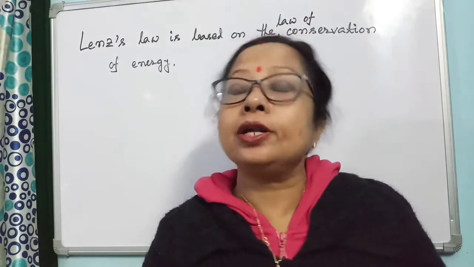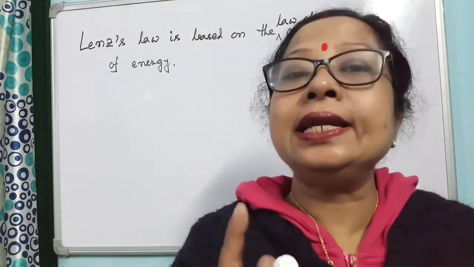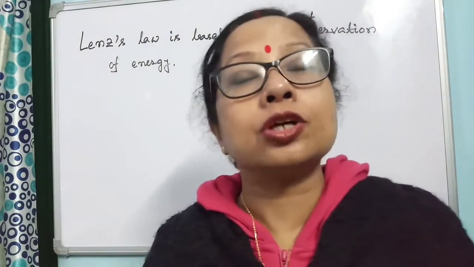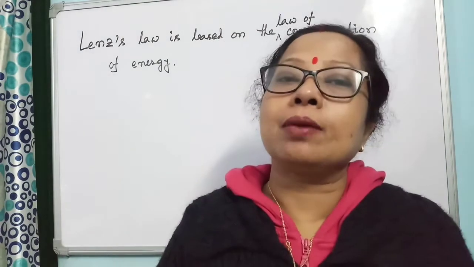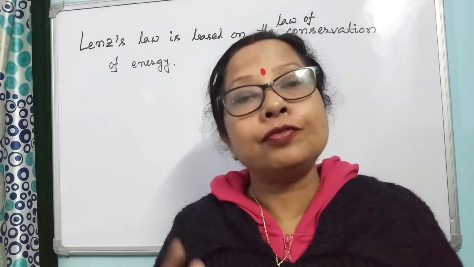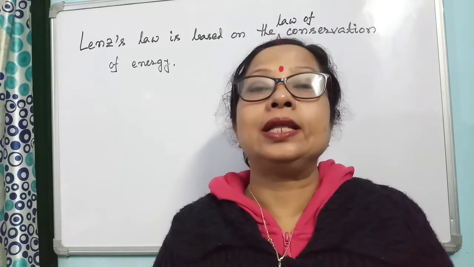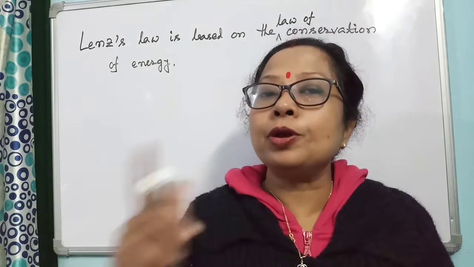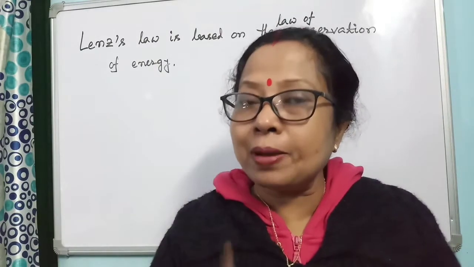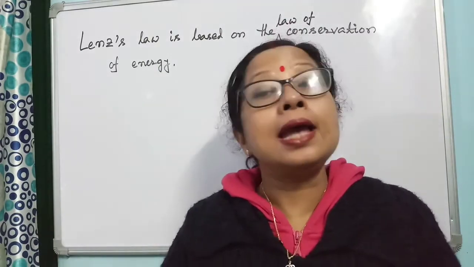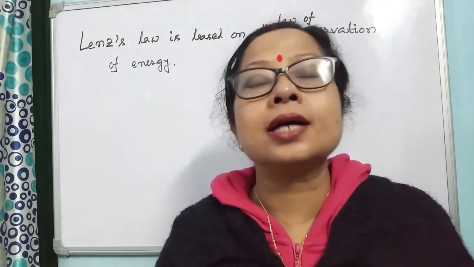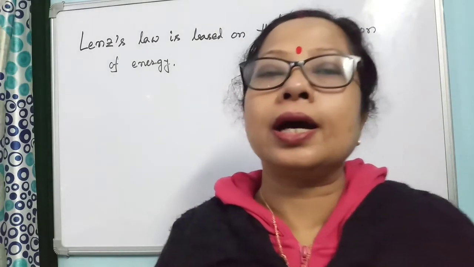Another point you have to remember is on which factors the induced EMF depends. Induced EMF depends on the number of turns of the coil, and on the rate of change of magnetic flux linked with each turn of the coil. I wrote E is equal to N into delta phi by delta t. So it depends on N, the number of turns of the coil, and on delta phi by delta t, the rate of change in magnetic flux linked with each turn of the coil.